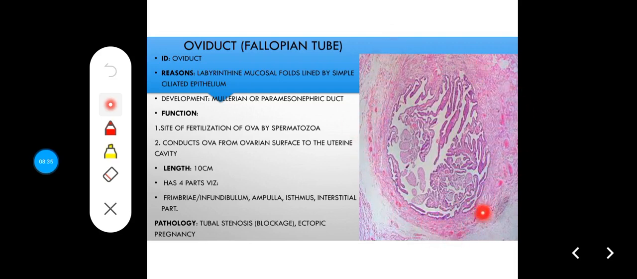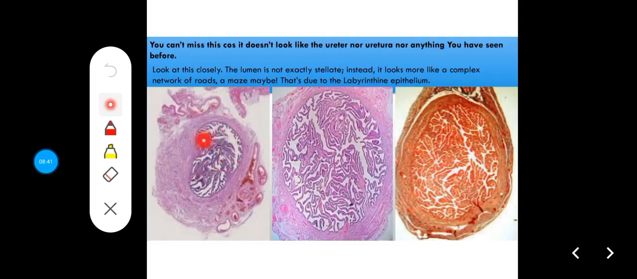And you can appreciate the mucosal folds. So look at these two. You can't miss this because it doesn't look like the ureter or the urethra, nor anything you've seen before. Look at this closely. The lumen is not exactly stellate. Instead, it looks more like a complex network of roads, a maze maybe. So it looks like a maze.